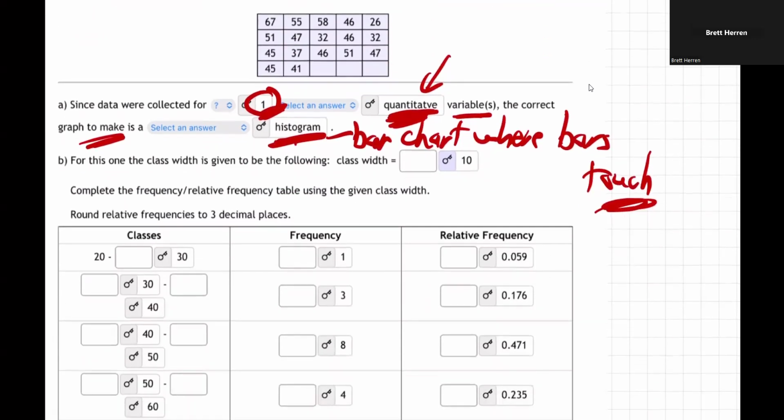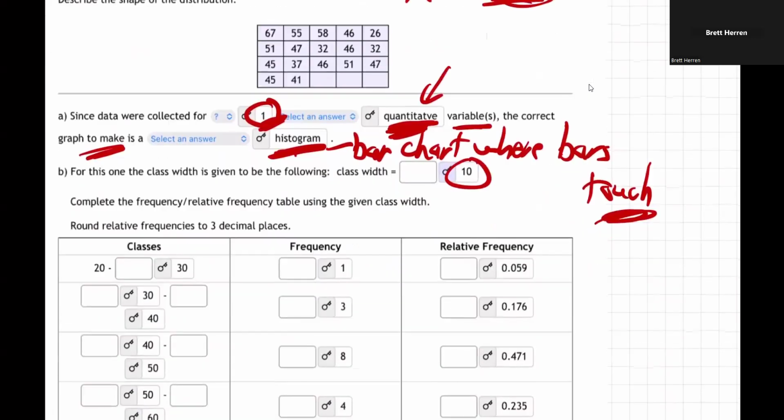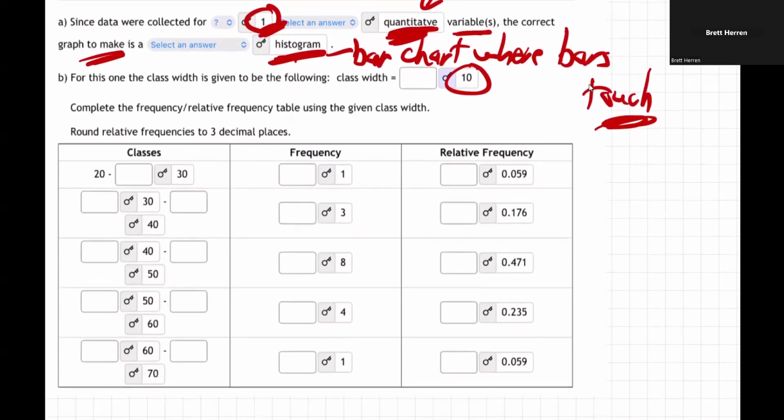All right, so for this one, the class width is given to be 10. They told us that up in the words. Class width is 10. Okay, and now complete the table. It starts us at 20. If you're going to go up by 10, you're going to be at 30. Then 30, add 10, 40, 40 to 50, 50 to 60, 60 to 70.